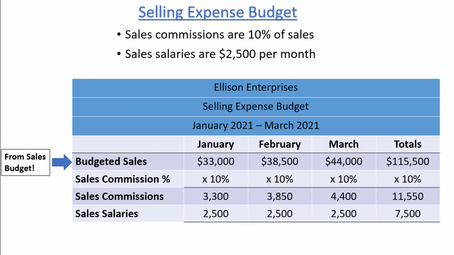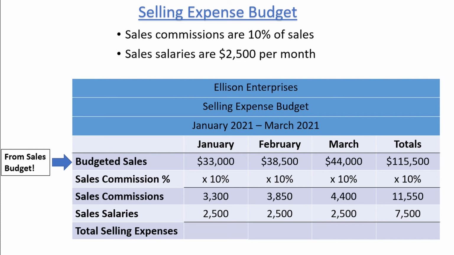Next, we can list the sales salaries, which we are told are a flat $2,500 per month, totaling to $7,500 for the quarter. Adding the sales commissions together with the salary for the sales manager, we get $3,300 plus $2,500 equals $5,800 for January, $3,850 plus $2,500 equals $6,350 for February, and $4,400 plus $2,500 equals $6,900 for March. And the total of the 3 months comes to $19,050. These are the total budgeted selling expenses for the first 3 months of 2021, which completes our selling expense budget.